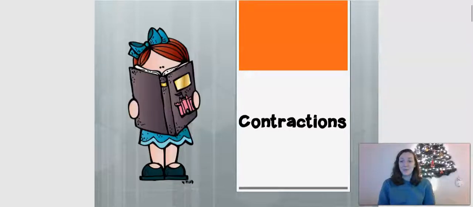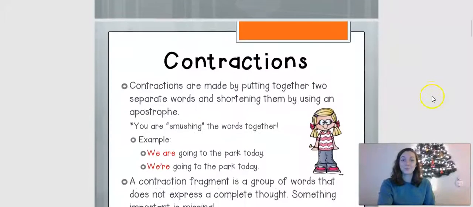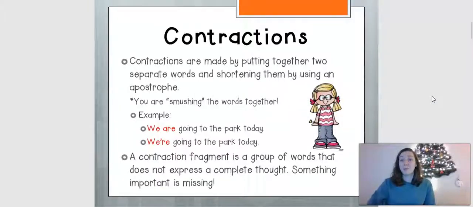Hey guys, today we're going to learn about contractions. This is our phonics focus for Jellies, the life of a jellyfish. Okay, so we're going to work with contractions today. Contractions are made by putting together two separate words and shortening them by using an apostrophe. So think about it as you're smooshing the words together.